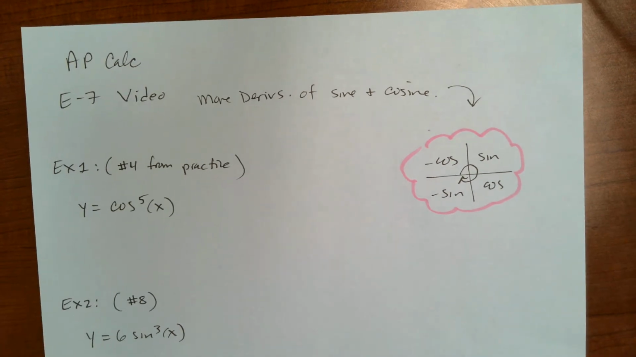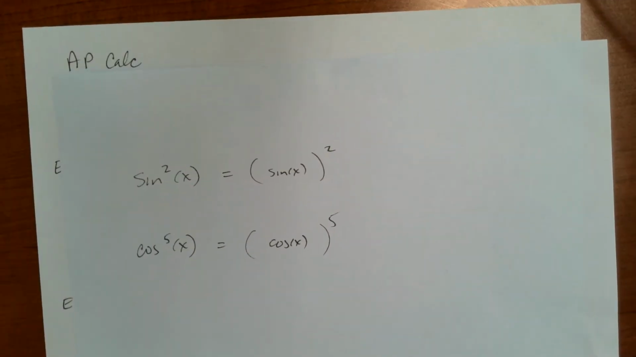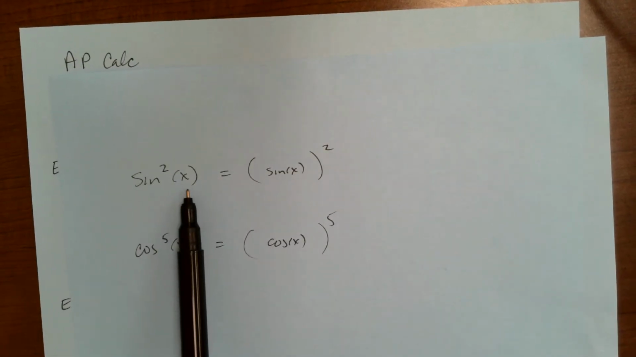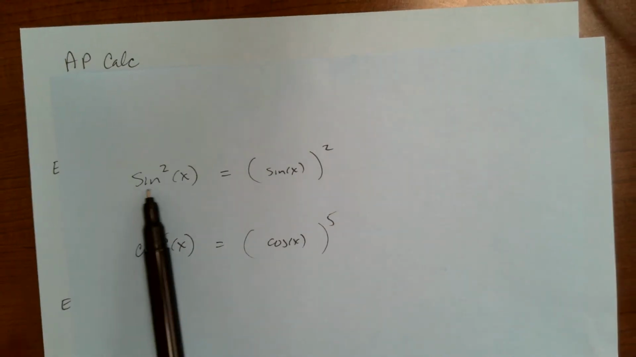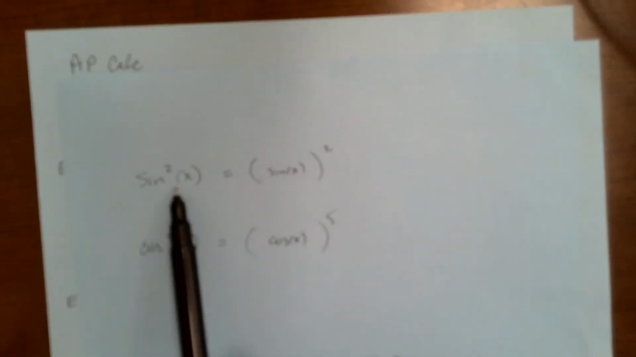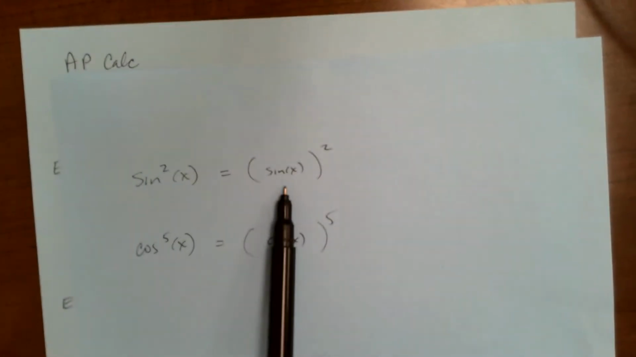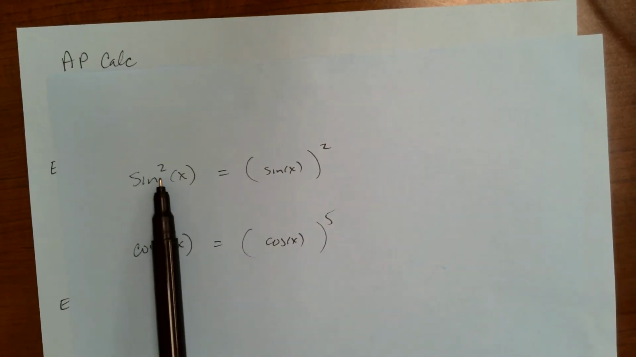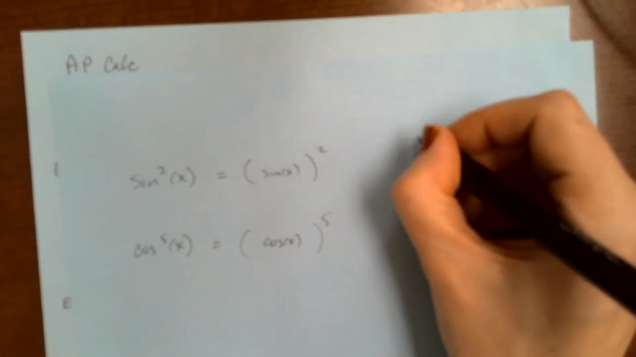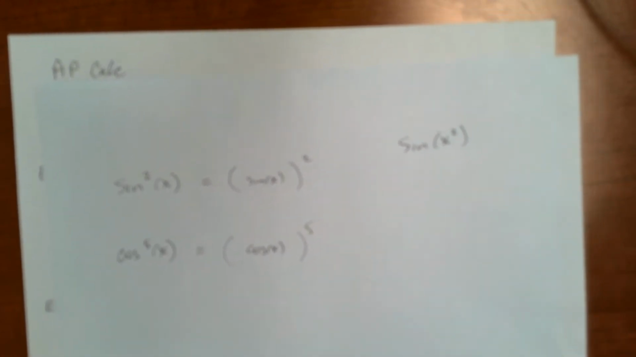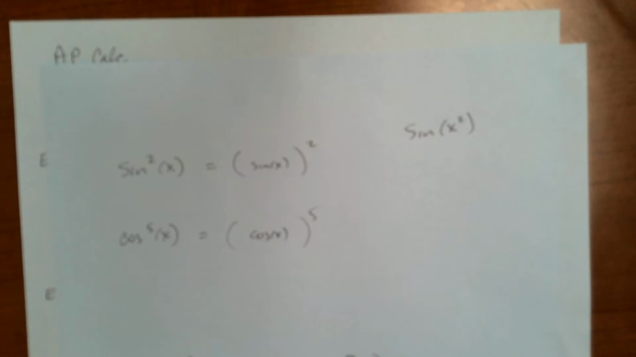Okay, now before we get going, guys, I just have to point something out. If you see something like sine squared of x, we want to take something that looks like this and always translate it into this form. Sine squared of x means sine x, the whole thing squared. They write it like this so that we don't confuse it with sine of x squared.